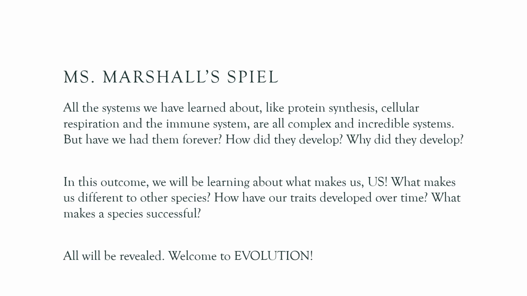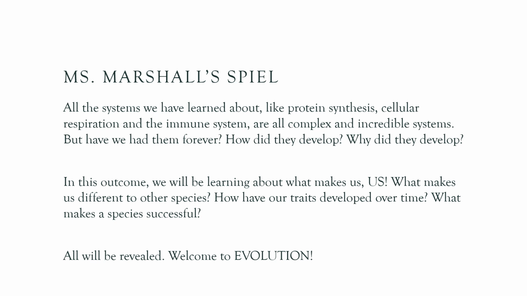So before we start, just linking everything that we've been doing so far. We've learned about a lot of things. We've learned about protein synthesis, we've learned about different processes like cellular respiration and photosynthesis, we've learned about the immune system, and these are all really complex and incredible systems, which I'm sure you have figured out. But have we had them forever? How did they develop and why did they develop?